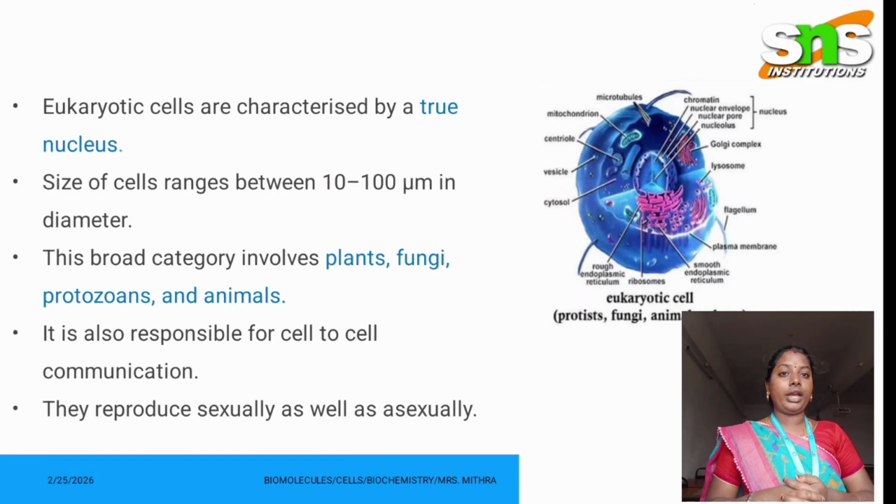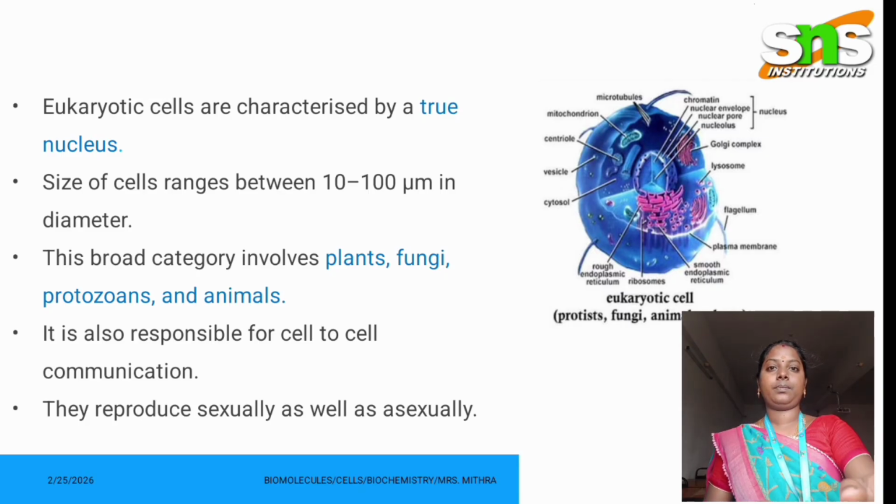And coming to the eukaryotes, they have a true well-defined nucleus, and the size ranges from 10 to 100 μm in diameter. All plants, fungi, protozoa and animals are considered eukaryotes, and they are responsible for cell-to-cell communication. Reproduction occurs in both sexual as well as asexual processes.